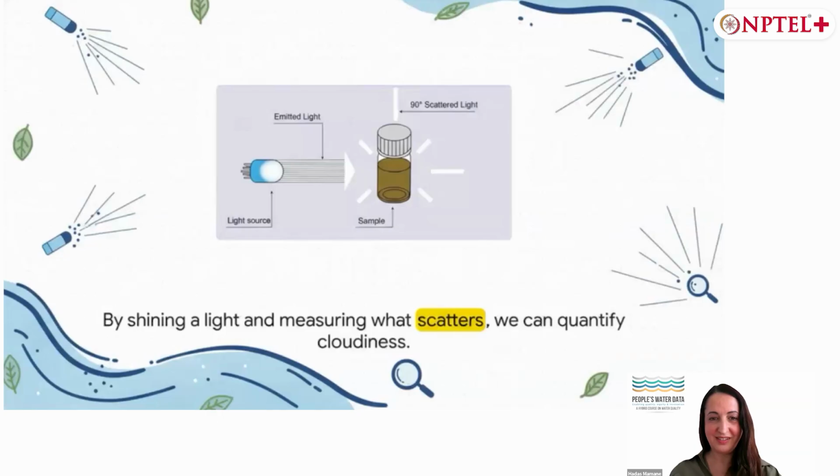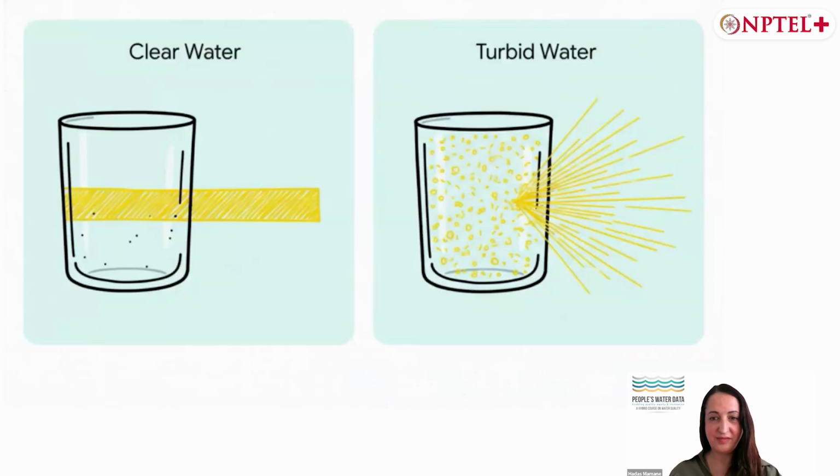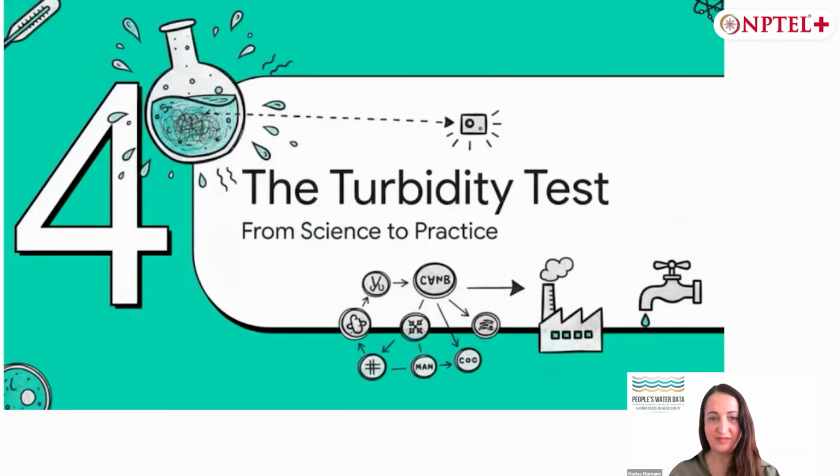And this is basically how it works. A special meter shines a beam of light through a sample of water. Now, if there's stuff in the water, that light is going to hit those particles and scatter all over the place. By measuring how much light gets scattered, we can get a really precise number for how cloudy that water is. It really comes down to this simple difference. In super clear water, that beam of light just zips right through. But in turbid water, with all those particles, it's like a pinball machine. The light bounces off everything and scatters everywhere. The more stuff in the water, the more the light scatters. Simple as that.